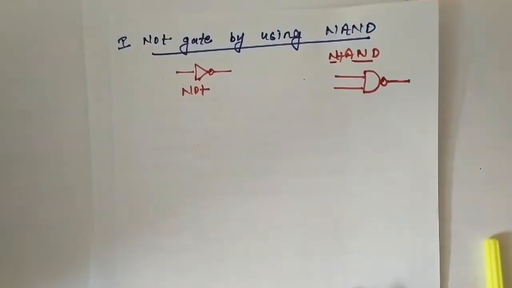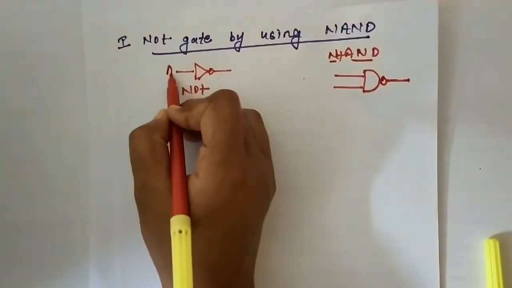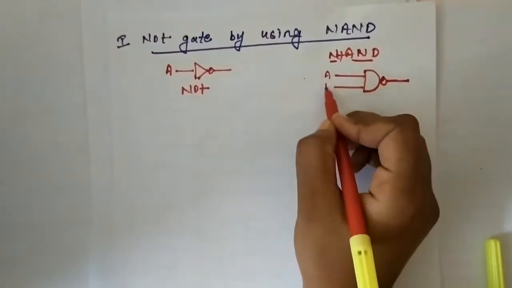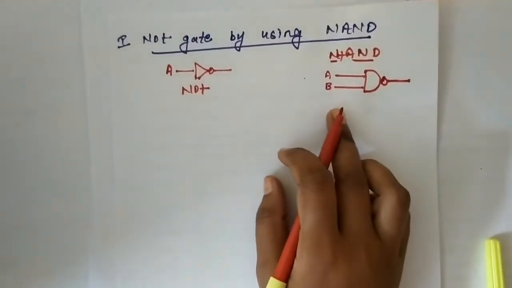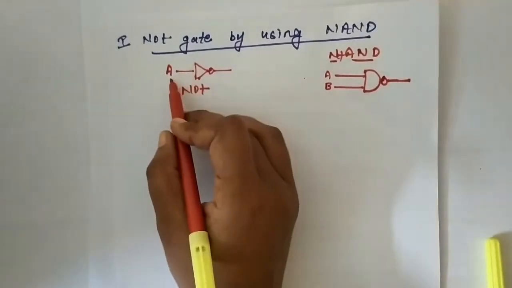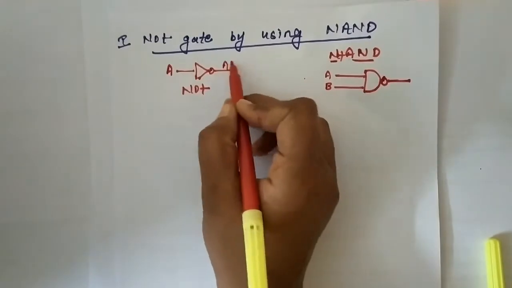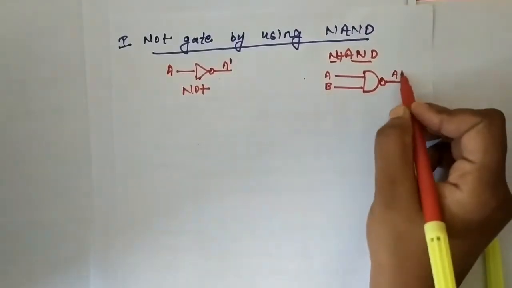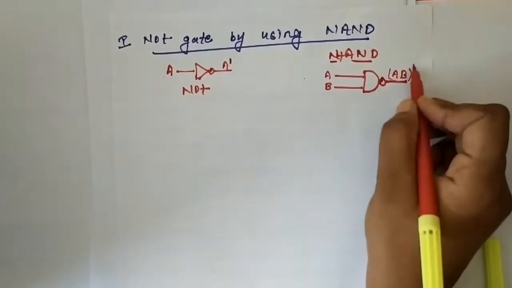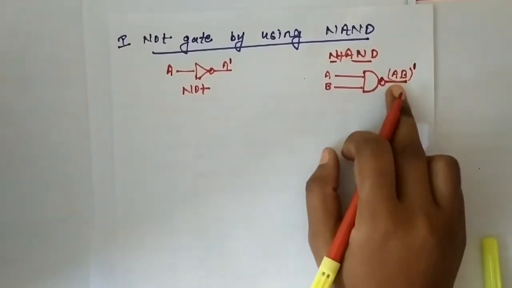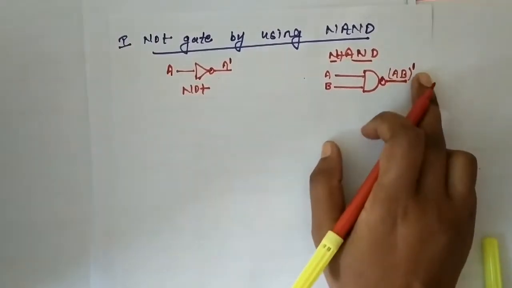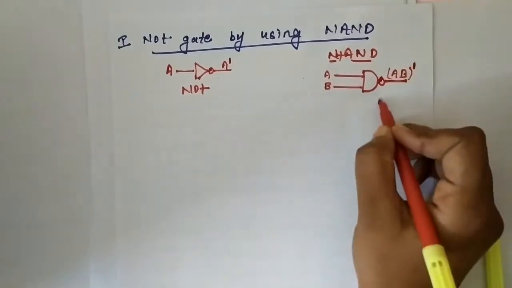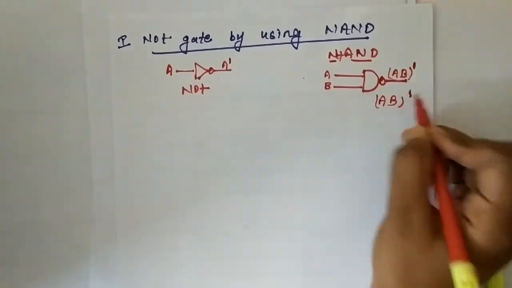So what is the input of the NOT gate? The input of NOT gate is A, and the input of NAND gate is A and B. You can put any other variable. After that the output of NOT gate is A dash, and the output of NAND gate is, firstly multiply these two and put the dash, because A into B is the AND gate and the dash is the symbol of NOT. So finally, (A into B) dash is a NAND gate.